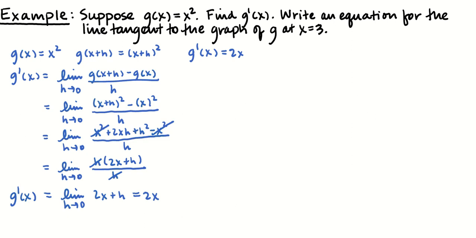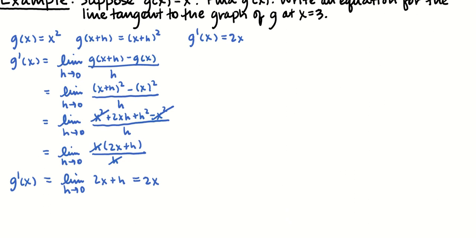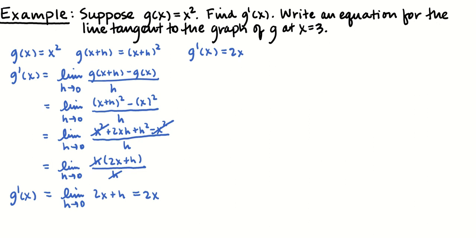Okay, an equation for the line tangent to the graph of g at x equals 3. Well, I can write down the slope of the line tangent. Slope of tangent is equal to g prime of 3, which is going to be 2 times 3, which is 6. Okay, so at the point where x is equal to 3, the slope is 6.